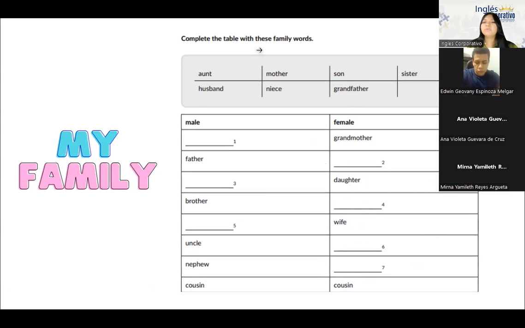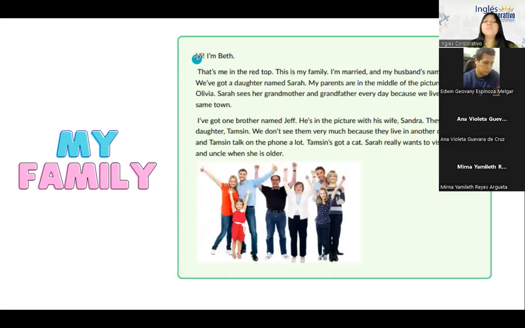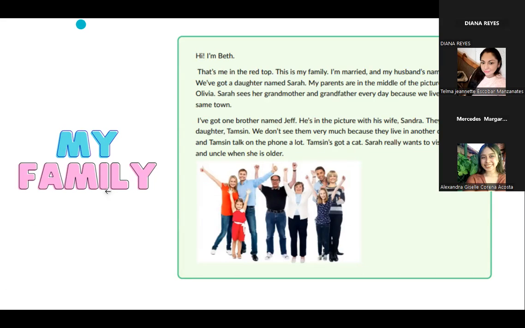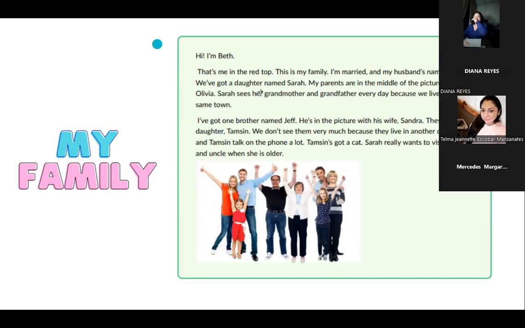Let's move. Okay. I need one volunteer. Well, two volunteers. Para leer los dos párrafos. Two volunteers. Me, teacher. Okay. Thank you. So, Alexandra and Milena. Milena, the first paragraph, and Alexandra, the second one.